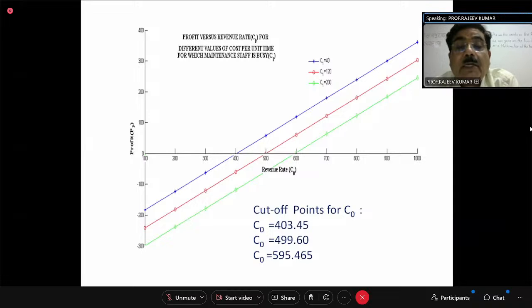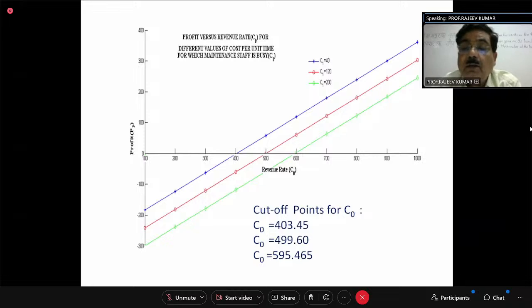45 paisa. Similarly, if the maintenance cost per busy period of the maintenance is 120, then the cutoff point should be 499 rupees 60 paisa. This shows the profitability. Otherwise, there will be a loss from the system. And if C1 is 200, and the cost of maintenance comes out to be 200 rupees per unit, in that situation the revenue must be fixed at 595 rupees 65 paisa. That indicates what revenue should be there from the unit. Only then it will be profitable.